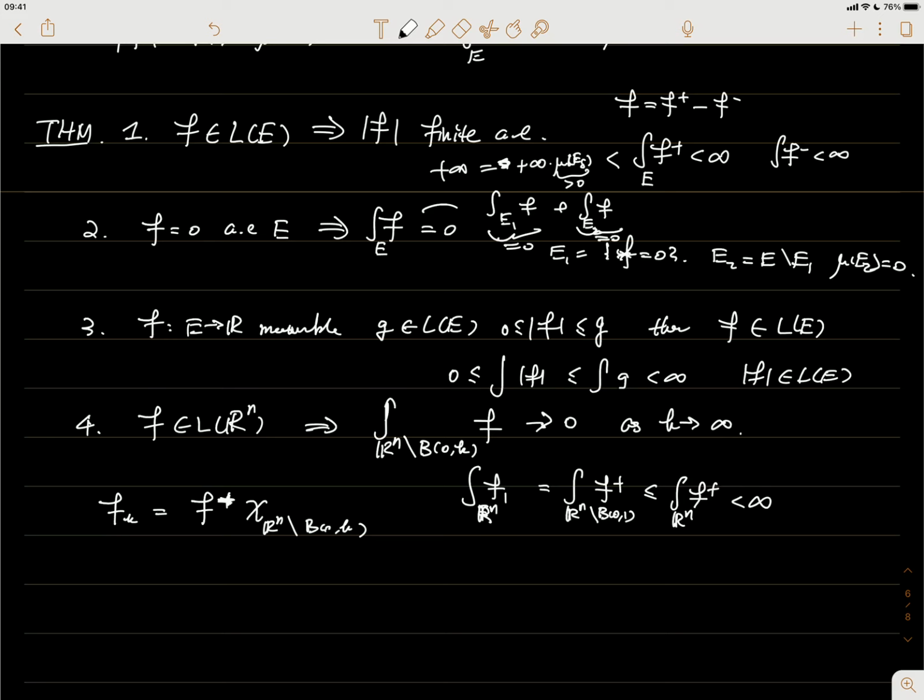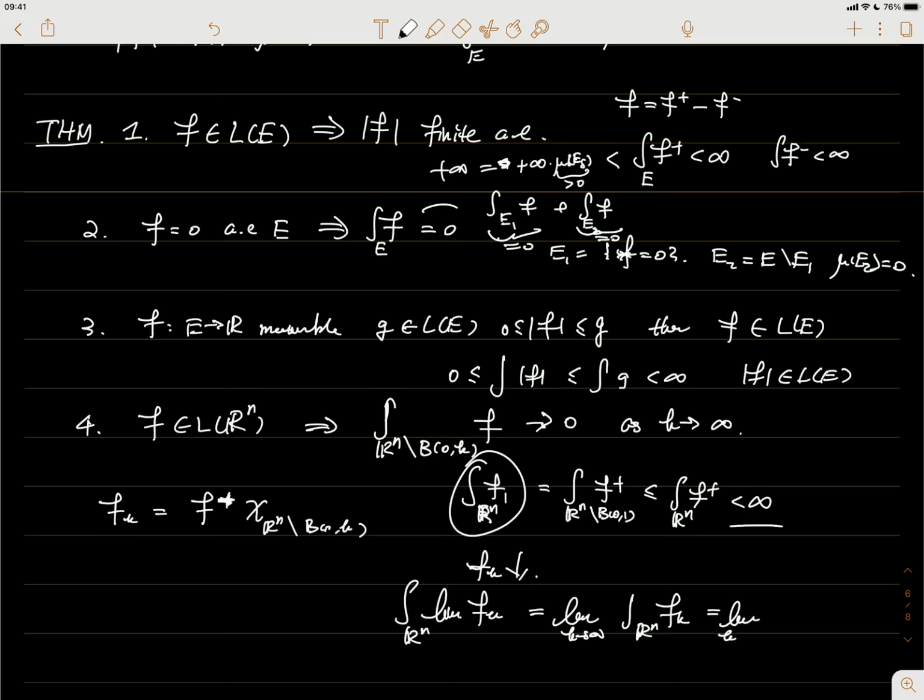Okay, so the first one has a finite measure, and the fk is decreasing. So according to the remark we made after the theorem, we know that the limit of the integral of fk over Rn will be equal to the integral of the limit. Right? But on this side, this is just the limit of the integral over Rn minus the ball of radius k, because fk is this one. It's f plus times the characteristic function.